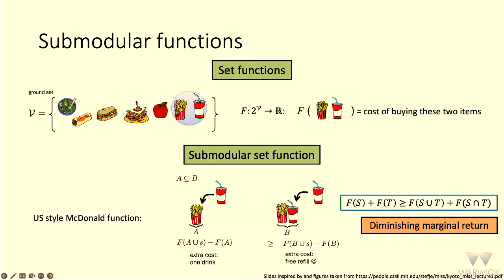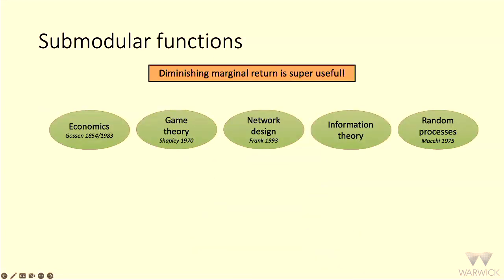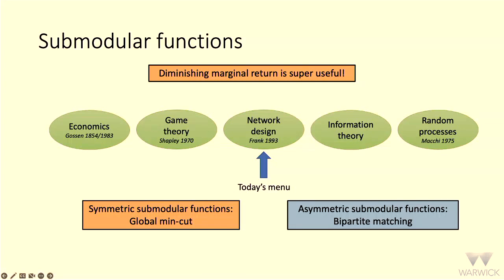All right, so you have this submodular set function, and it's ubiquitous in many different areas, and it's a very deep and wide area of study. However, in today's menu, we have network design. So we're going to look at two things. One is the symmetric version of this submodular function, and it's very well instantiated by the global min-cut problem. And another version is the asymmetric submodular function, where we look at bipartite matching. So these are our two protagonists today.